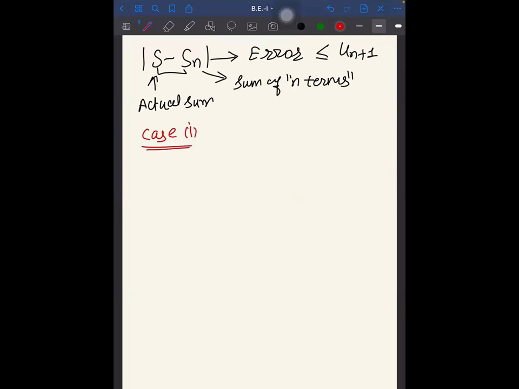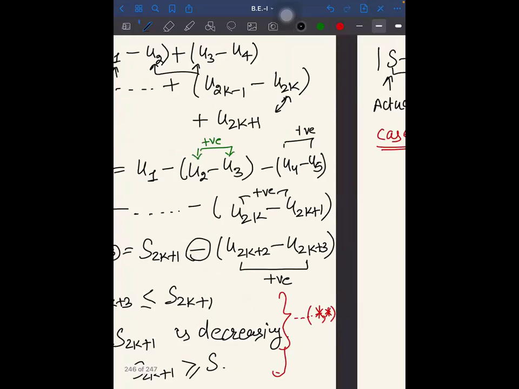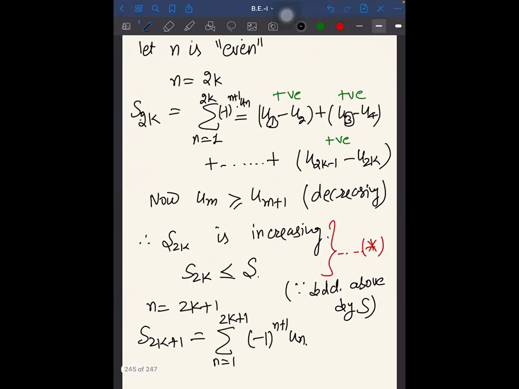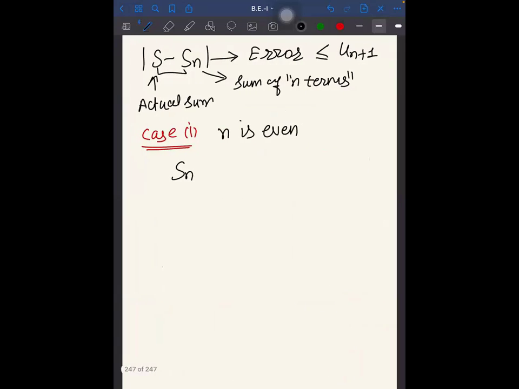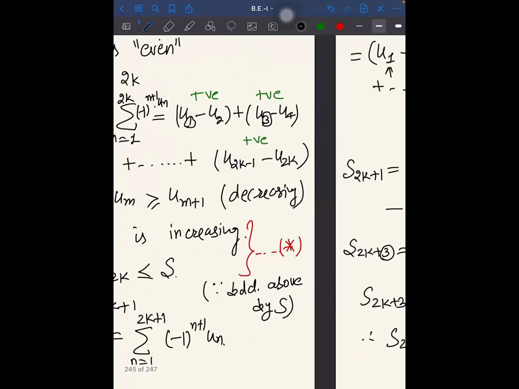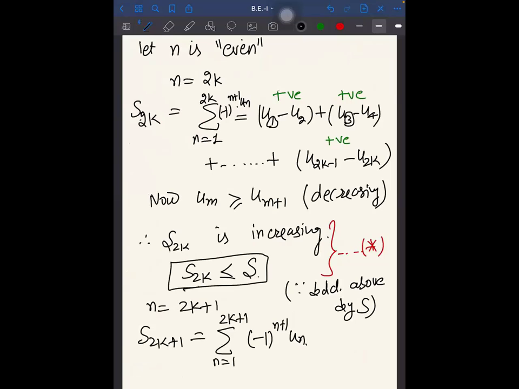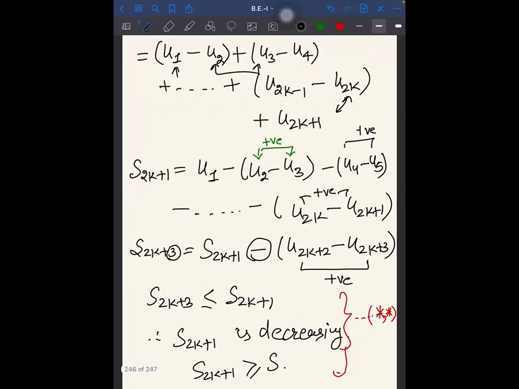So let's say case 1. We have treated the even case. Let's say n is even. So if your n is even, we have proved that your Sn is always less than or equal to S, right? ये प्रूव किया ना हमने यहाँ पे, अगर even हो तो?